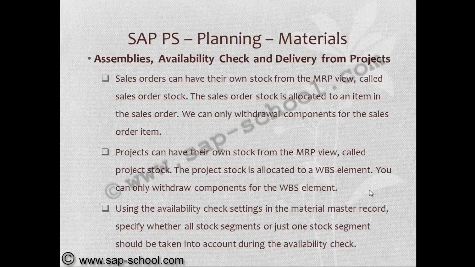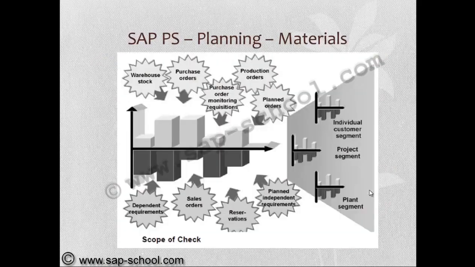Using the availability check settings in the material master record, specify whether all stock segments or just one stock segment should be taken into account during the availability check. So in the scope of check, we are using warehouse stock, purchase orders, purchase requisitions, production orders, planned orders, dependent requirements, sales orders, reservations, and planned independent requirements. All of this will be considered for the stock check.